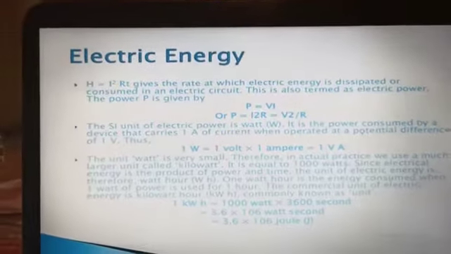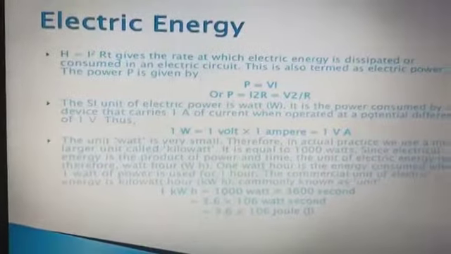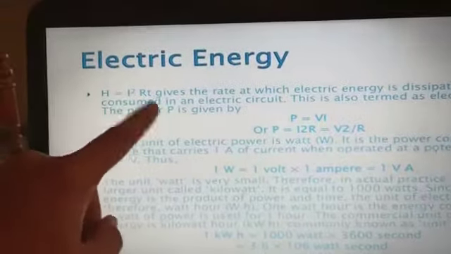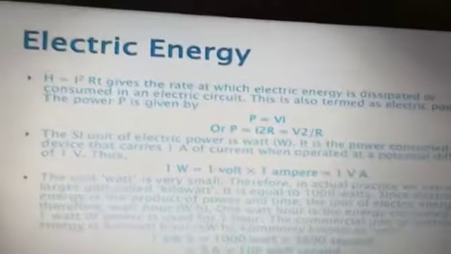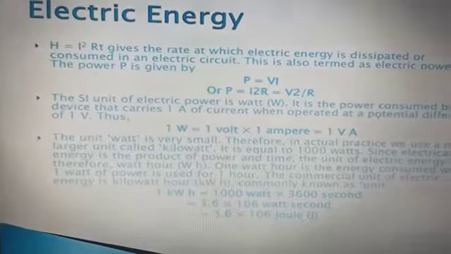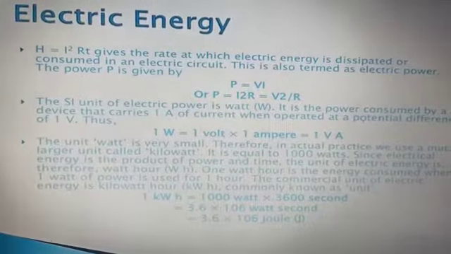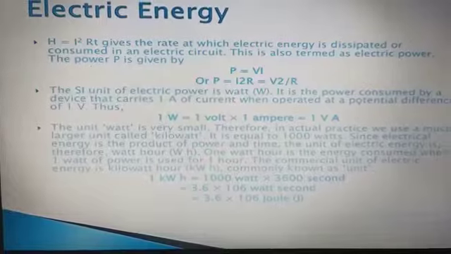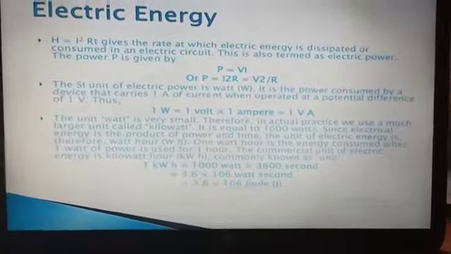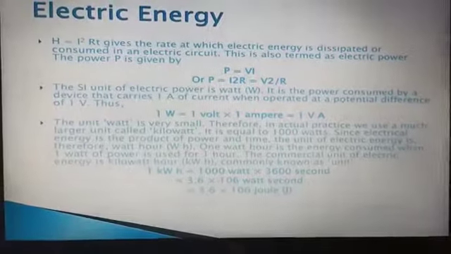So we can also rewrite it as H is equal to I square RT, where heat energy H is equal to I square RT: I is the electric current, R is the resistance and T is time. H is equal to I square RT gives the rate at which electrical energy is dissipated or consumed in an electric circuit. It is also termed as electric power.